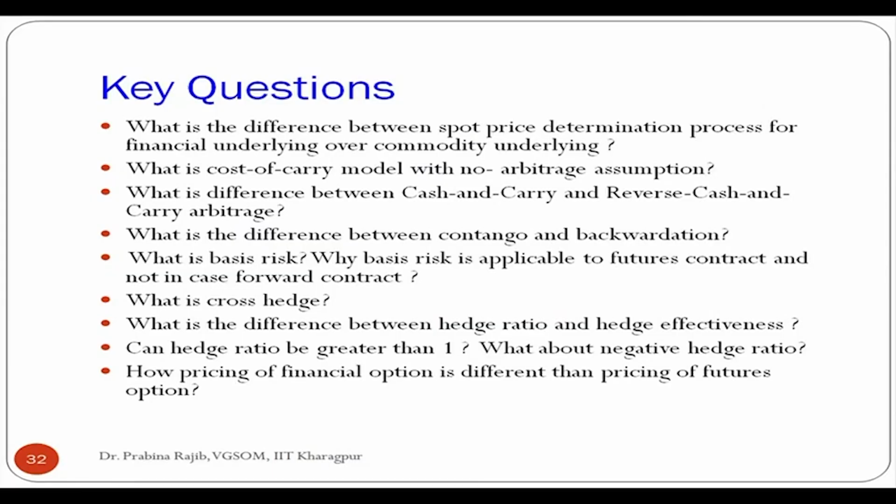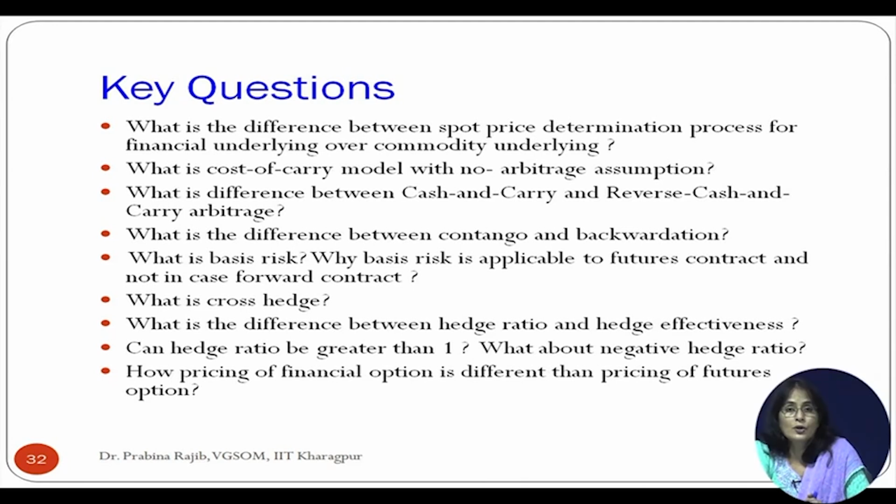Now I will be summarizing what we have discussed in the last couple of sessions. So let me pose these questions to all of you, so that you will be able to understand what should be the key takeaway from the last 4 to 5 lecture sessions. What is the difference between spot price determination process for financial underlying over commodity underlying?